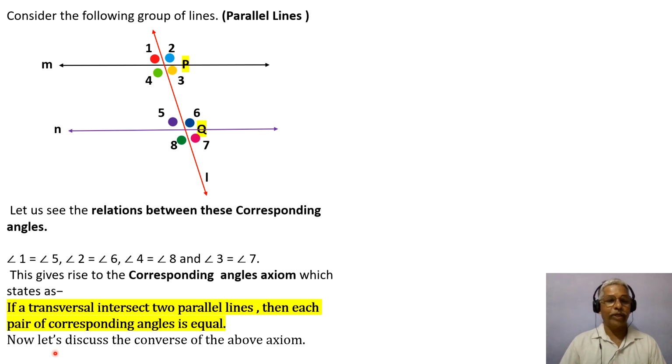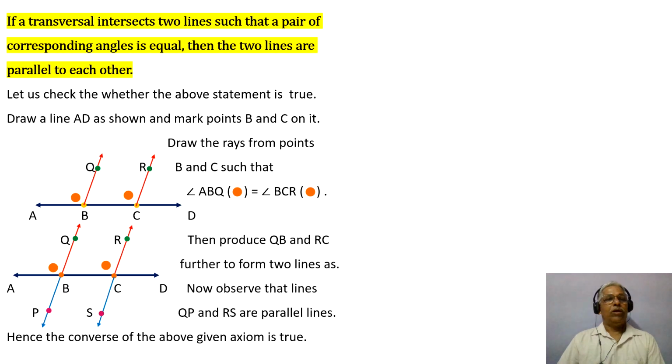Now let us discuss the converse of the above axiom. The converse is: if a transversal intersects two lines such that a pair of corresponding angles is equal, then the two lines are parallel to each other. Earlier it was: if two lines are parallel, then corresponding angles are equal. This is the converse. Let us check whether the above statement is true.